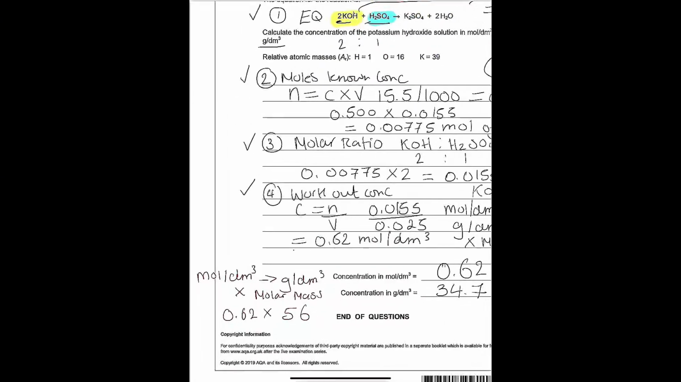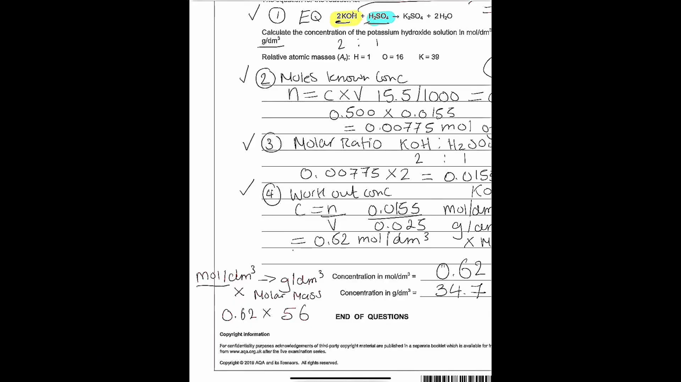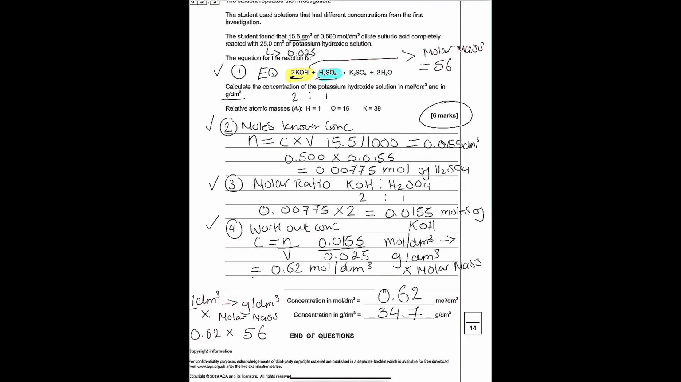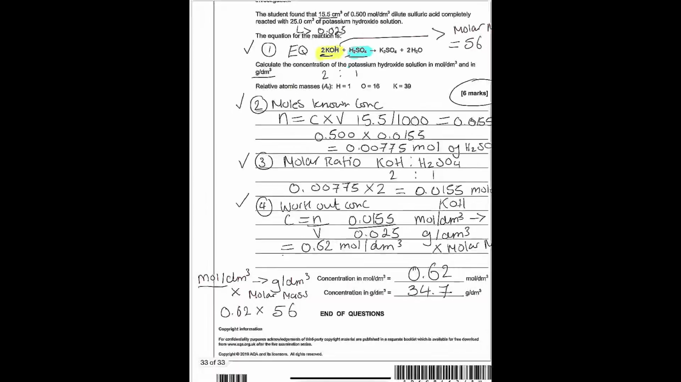So that's very simple. All you have to do is take the moles per decimeter cube, where I've underlined it, and convert it into grams per decimeter cube. You have to multiply it by the molar mass of potassium hydroxide. The molar mass of potassium hydroxide, KOH, is going to be 56. It's just like working out the RFM. Then we do 0.62 multiplied by 56, and that gives us the concentration in grams per decimeter cube, which is going to be 34.7.